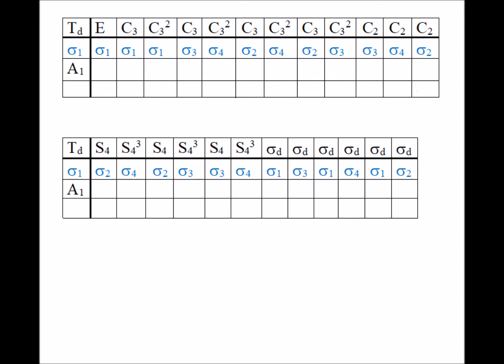Once we've completed the table, we add a second row, and this row will contain the characters from the character table for the irreducible representations that are in gamma sub sigma. We saw that it was equal to A1 plus T2, so first let's look at the A1 symmetry molecular orbitals.